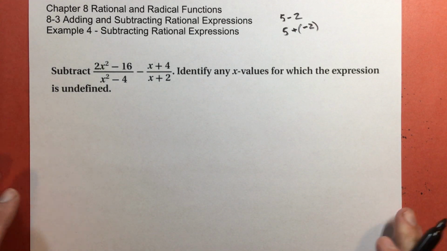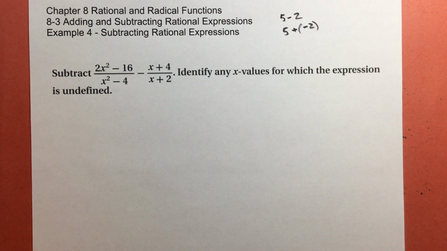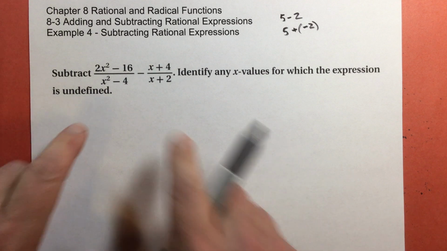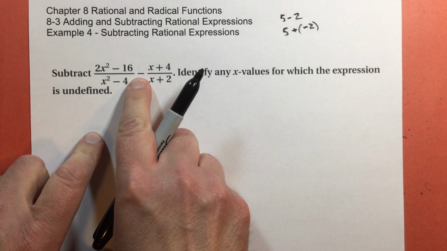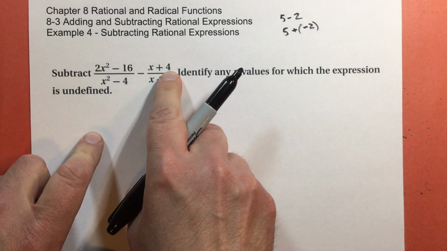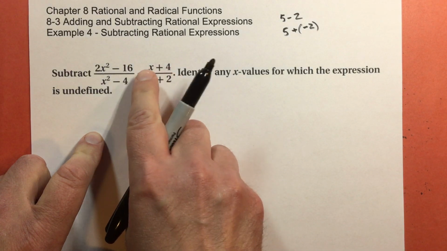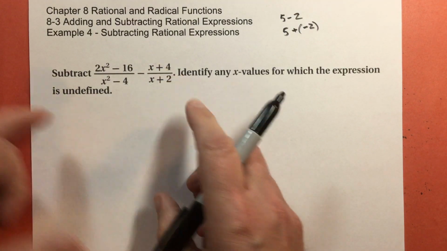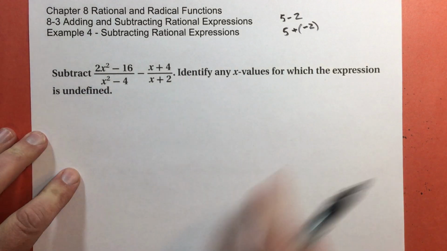So what I'm going to do, this is the only difference between this and what we just did with the adding. That subtraction sign means that this x plus 4 is going to become the opposite. So I'm going to have the opposite of x and the opposite of 4. And that's the first step. So let's get to work with this one.